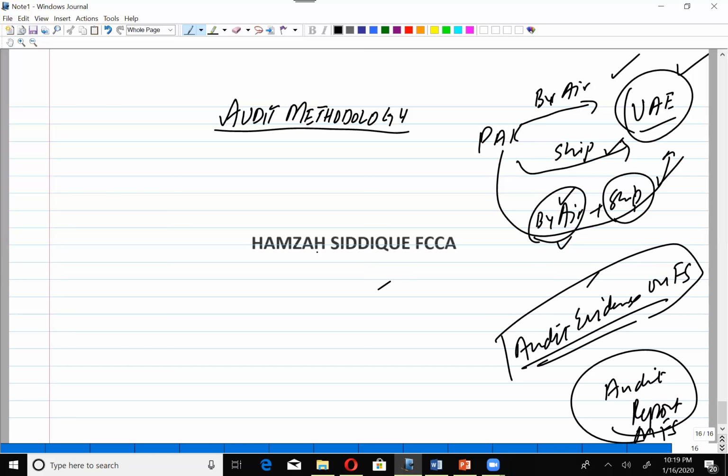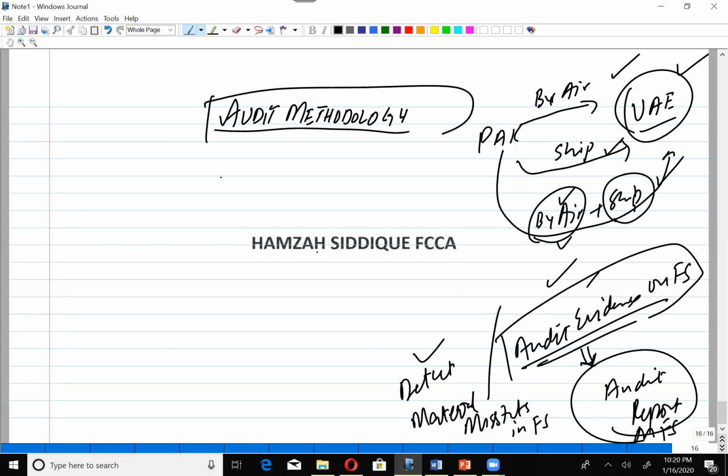Now, next. Students, listen, please. When we talk about audit evidence, this can be obtained in multiple ways, multiple directions. Or we say that the auditor has to detect material misstatements in financial statements. It is the same thing. So multiple ways and multiple methodologies are available, and we will discuss all those methodologies one by one. The auditor can use one methodology or a combination of methodologies as per the situation, as per his own judgment.